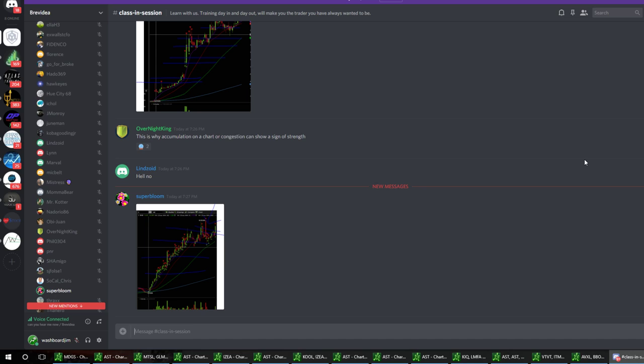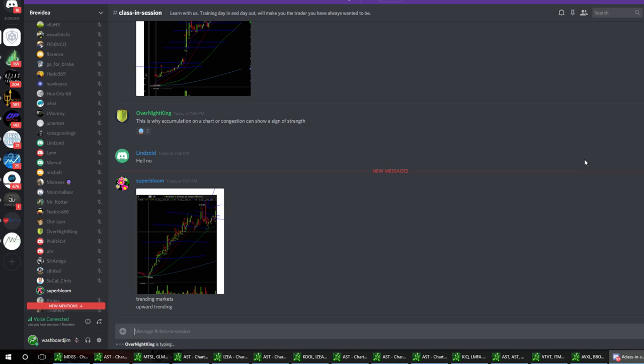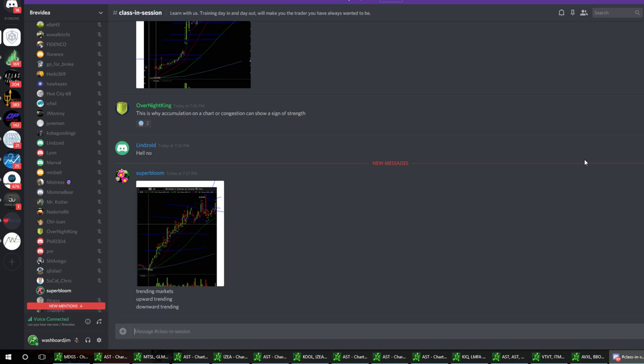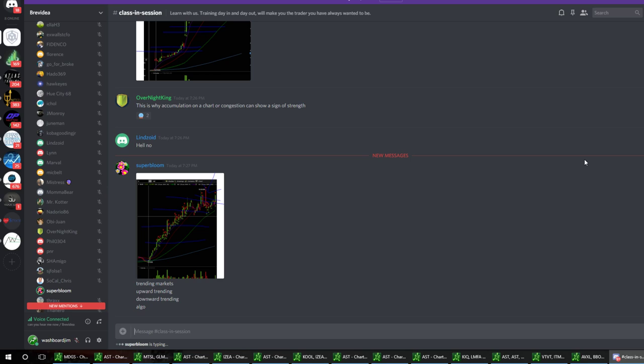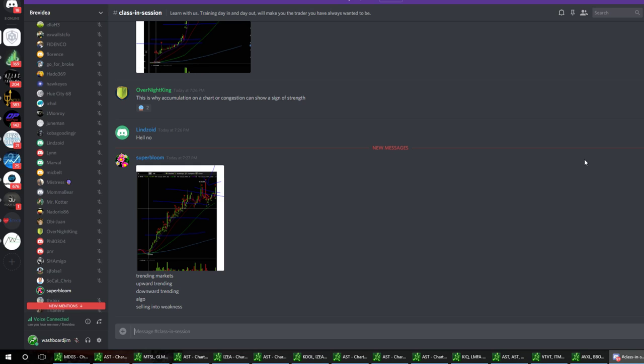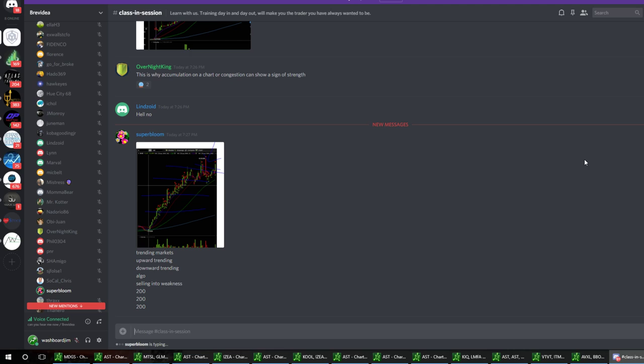So in this picture, this is what we call trending markets. It could be upward trending, right, or downward trending. In a downward trending market, if this is just tanking, what is the algo doing? The algo is selling into weakness, right? As it tanks, what are you expecting on the tape? 200, 200, selling, right? We're expecting a red tape.